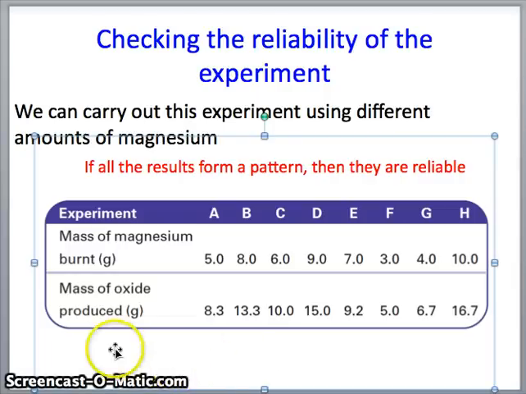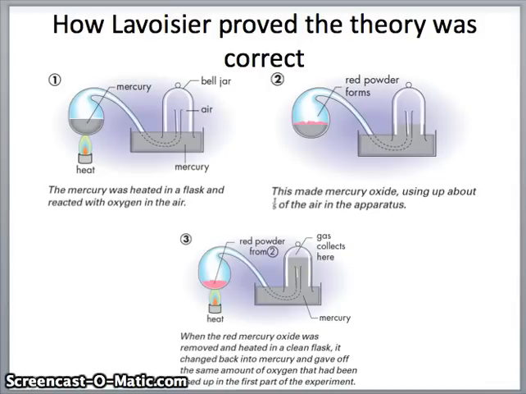And so let's just now talk about one famous experiment from the 1700s, which was actually the first to prove that the theory of conservation was indeed correct.